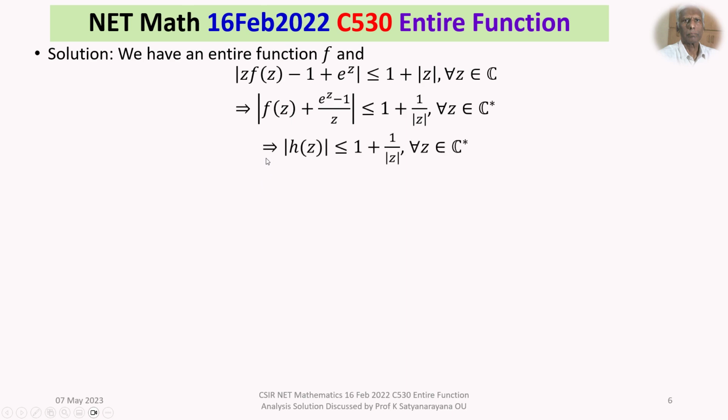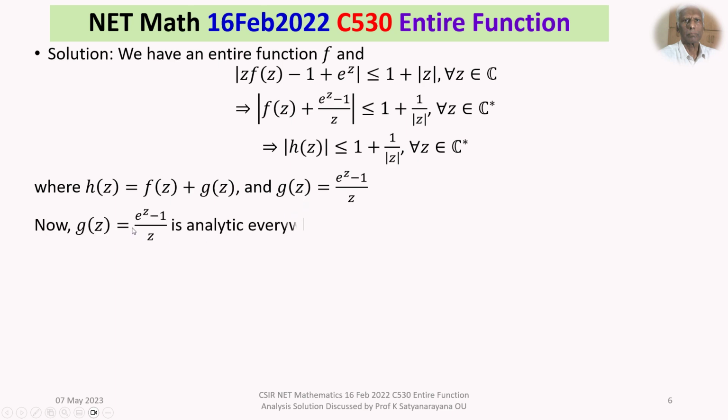This implies we will write this as modulus of h of z less than or equal to 1 plus 1 by mod z for all z belongs to C star, where h of z is written as f of z plus g of z, and where g of z is (e power z minus 1) by z. So h of z is f of z plus g of z and g of z is (e power z minus 1) by z. So let us now see what this g of z is.